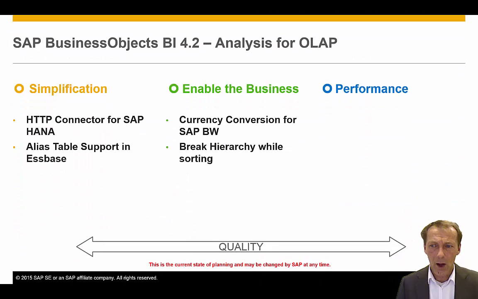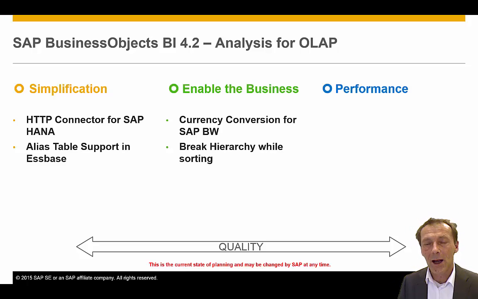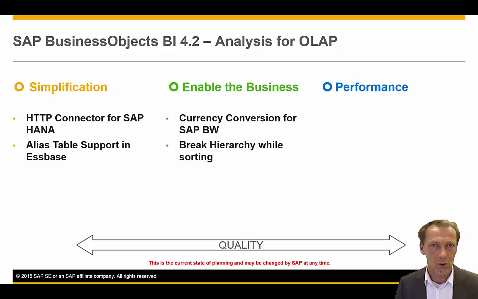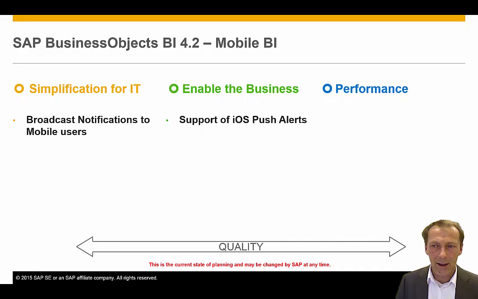Analysis for OLAP, also news over there. So there's HTTP connector to SAP HANA, very useful. Alias table support for SBase if you are in an SBase situation. Big improvement is the currency conversion to SAP BW, and we now also support break hierarchy while you are sorting in Analysis for Office. Limited news regarding the mobile BI.